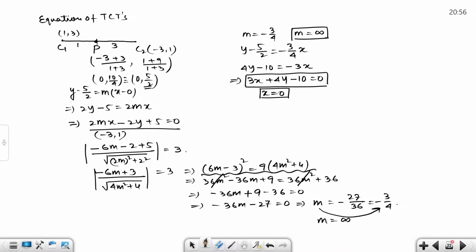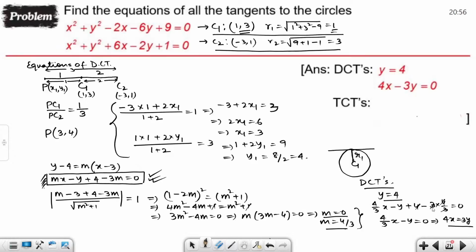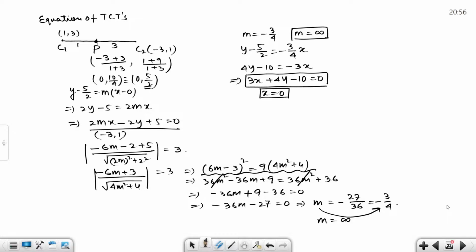So we have two equations of the transverse common tangent. One is 3x plus 4y minus 10 equals 0, and another one is x equals 0. Let me just check with the answer. The TCTs are x equals 0 and 3x plus 4y minus 10 equals 0. These are the two equations of the transverse common tangents. Is it clear to all of you?